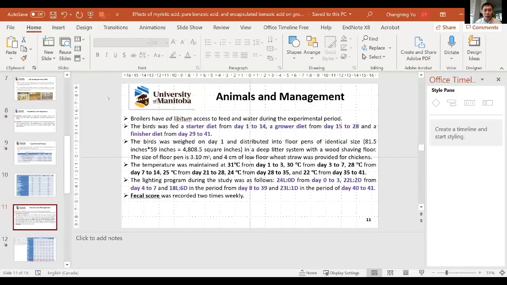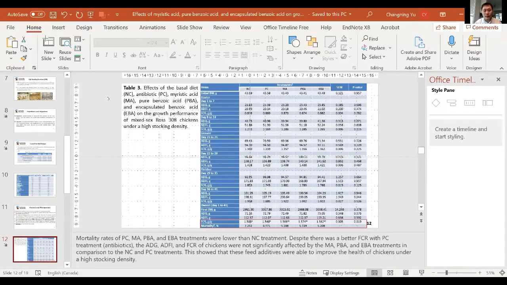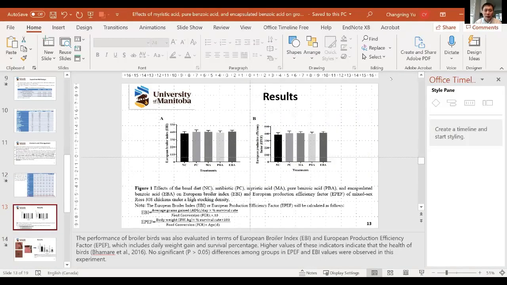Fecal score was recorded 2 times weekly. From the result, we can see the mortality rate of the PC, MA, PBA, and EBA treatments were lower than the NC treatment. The pens had a better FCR than the NC treatment. The ADG, ADFI, and FCR of chicken were not significantly affected by the MA, PBA, and EBA treatments in comparison to NC and PC treatments. This shows that those feed additives were able to improve the health of the chicken under high stocking density.